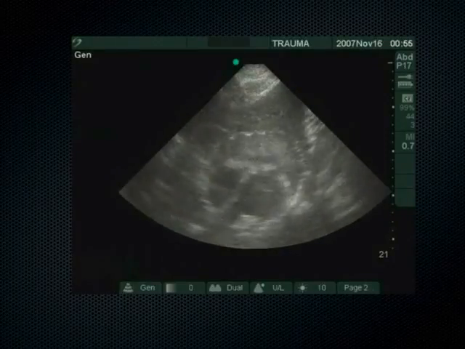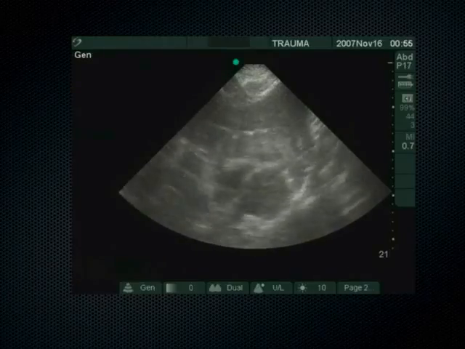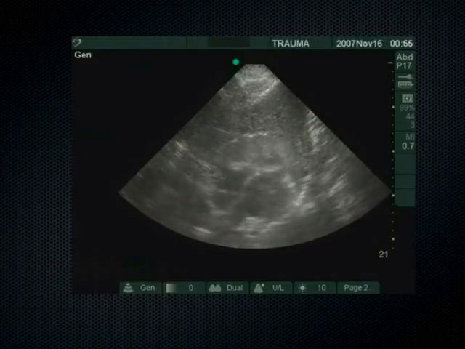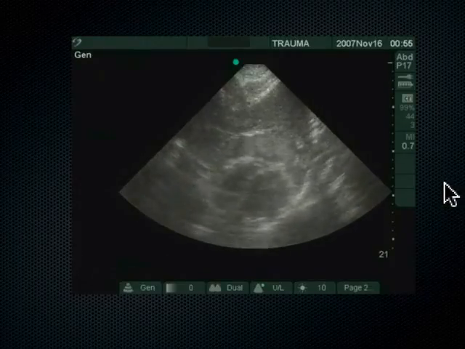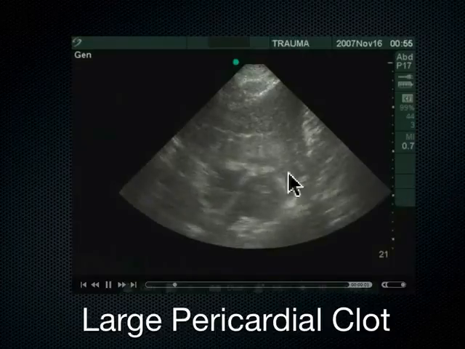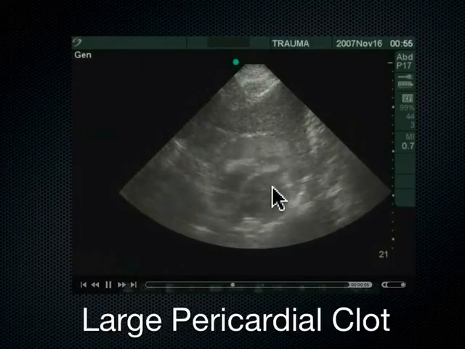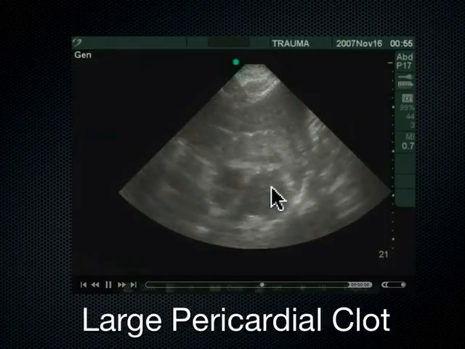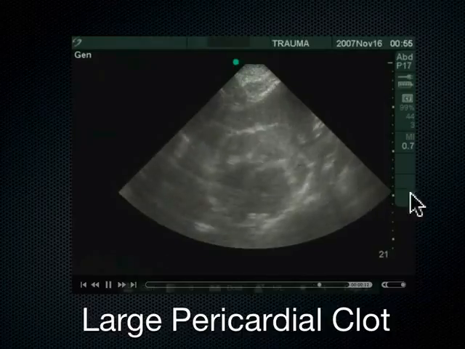What's the diagnosis? Yeah, I like that. Tamponade, why? Huge clot there. So if this is the liver and this is the right ventricle, left ventricle. This is what view of the heart? Subxiphoid. The pericardium's out here. This is all isoechoic clot.